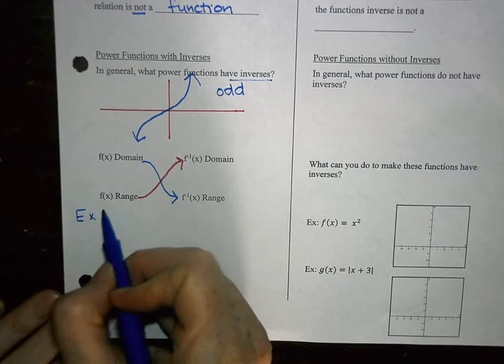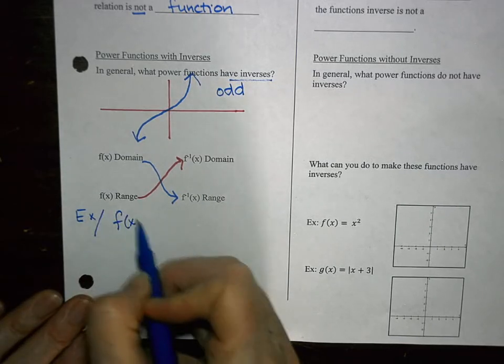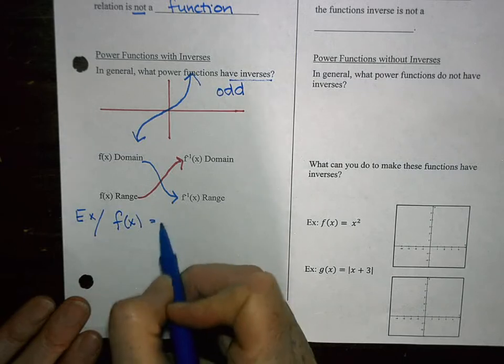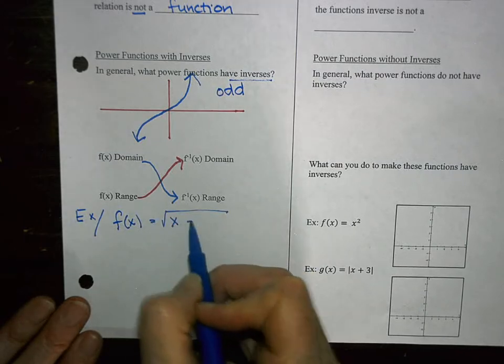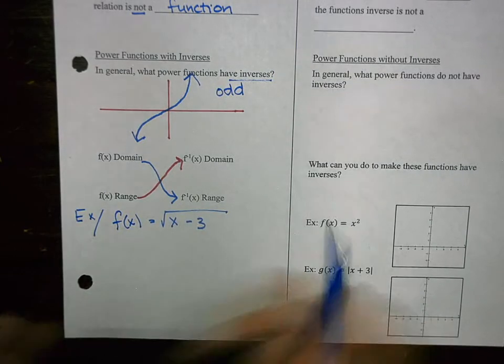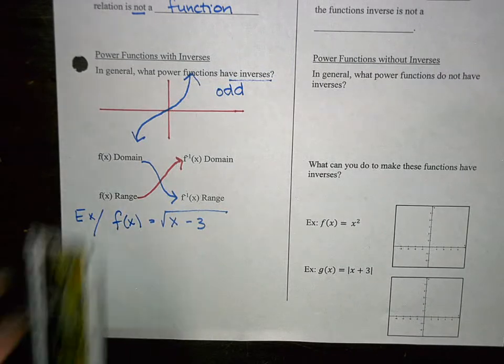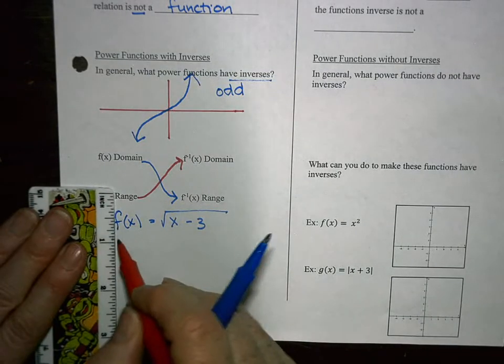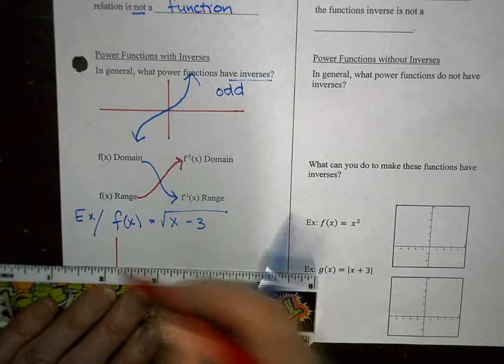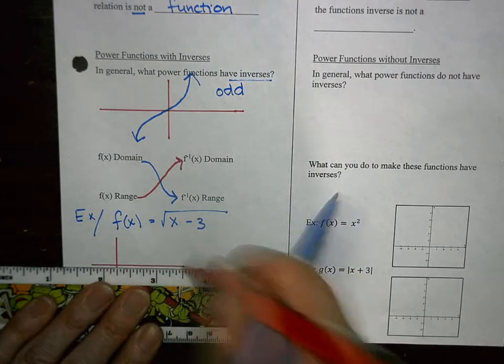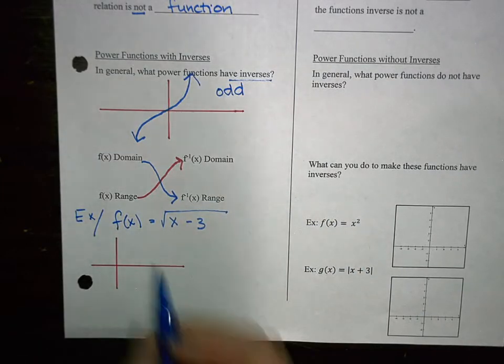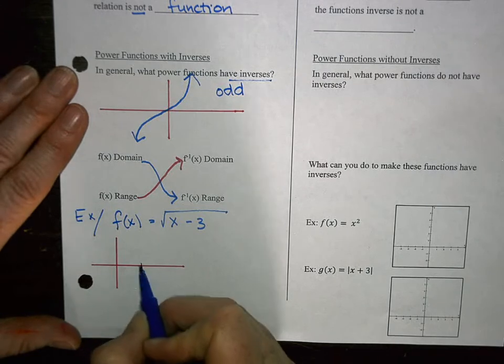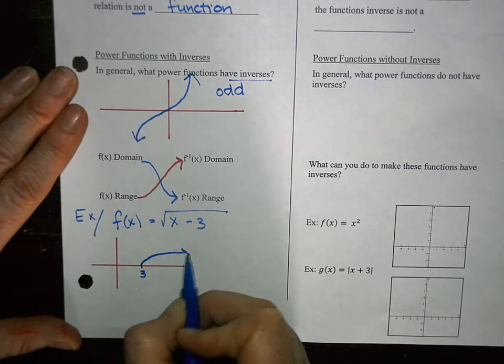If I have f of x is equal to the square root of x minus 3, what does that look like? First of all, in the little teeny sketch here, I know what that is. That's a root function that shifted right 3. So here at 3, I start my root, and it looks like that. There's my function.